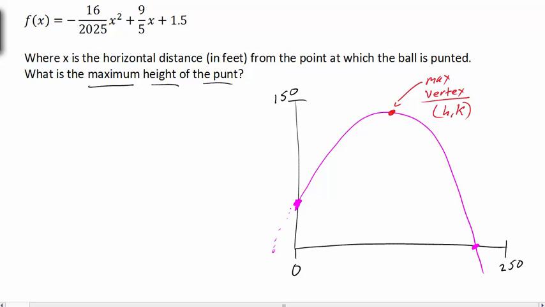Now, are we looking for h, or are we looking for k? Well, down here, this is the x. This distance would be our h. This is our x coordinate. We're looking for the height, which is our y over here, which would be our k. So we're looking for how high the ball is going. So really what we're looking for is, we want to calculate the value of k. We want to know what is the maximum height here. Okay, so that is our y value.